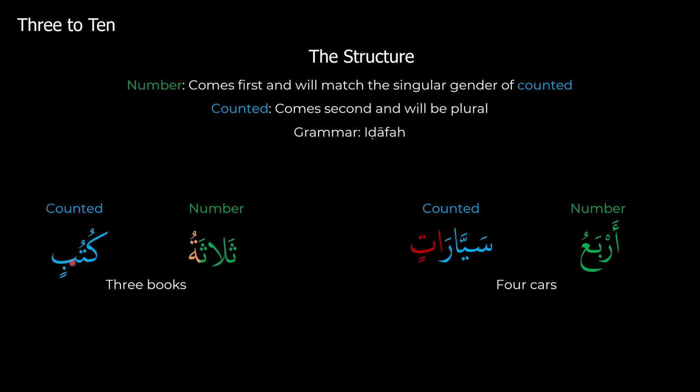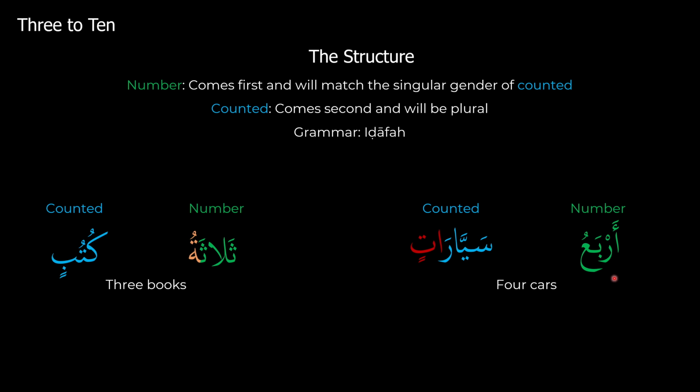And then the counted is going to come second, and it's going to be plural. And that's why we have kutubin. And the grammar between these two is going to be idafa. So this is mudaf, and this is mudaf ilay. And that's why this is in jar. So this becomes 3 books.